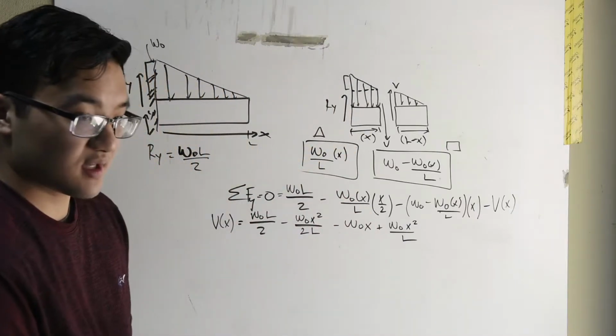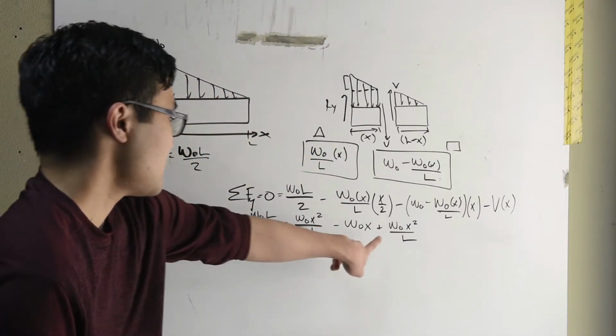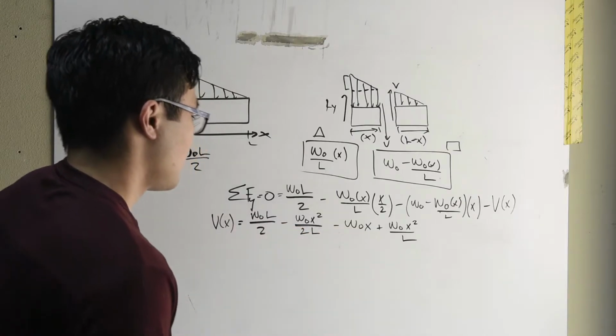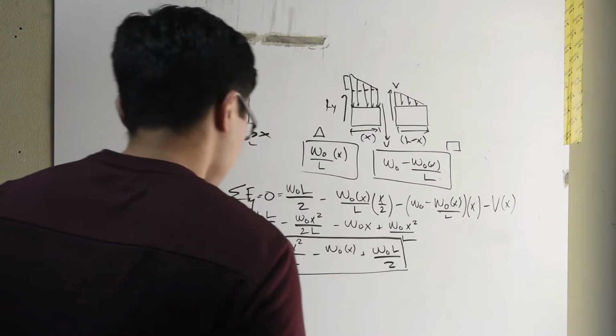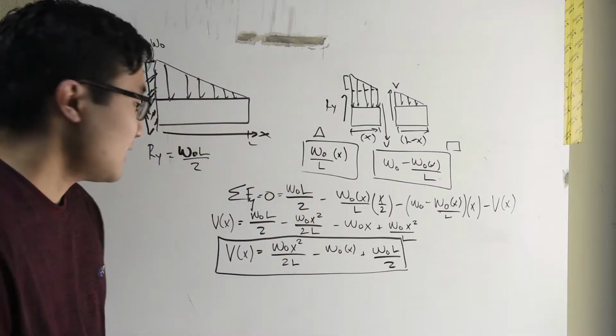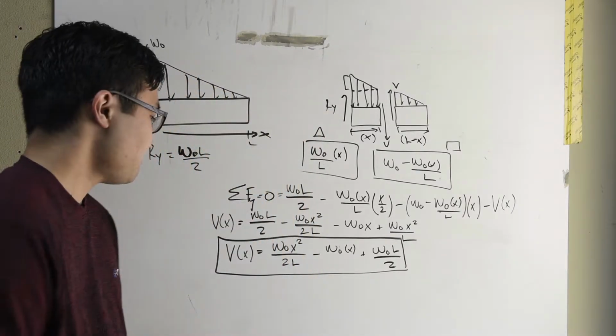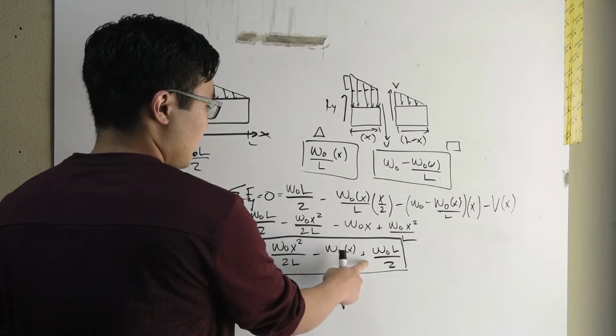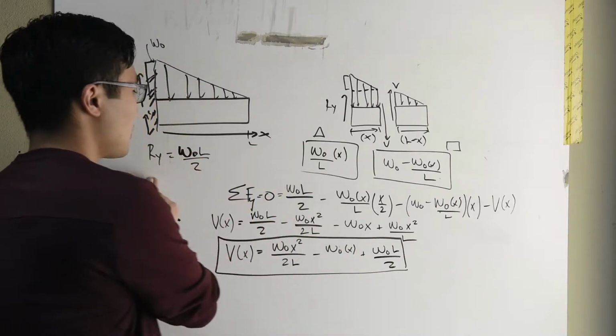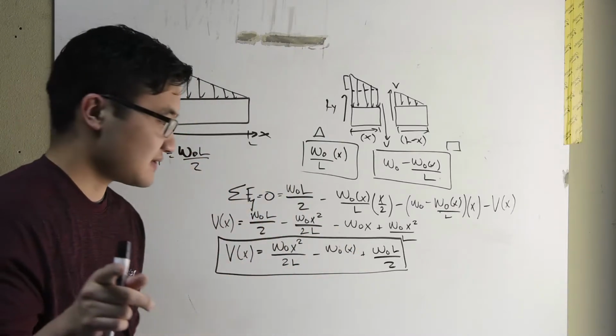Okay, we end up with an expression that looks like this, and as you're going to see, these two x squared terms can cancel, so our final expression. Okay, now let's do our check. At x equals 0, both of these terms drop out, and we get W naught L over 2, which is our y. That condition is satisfied.